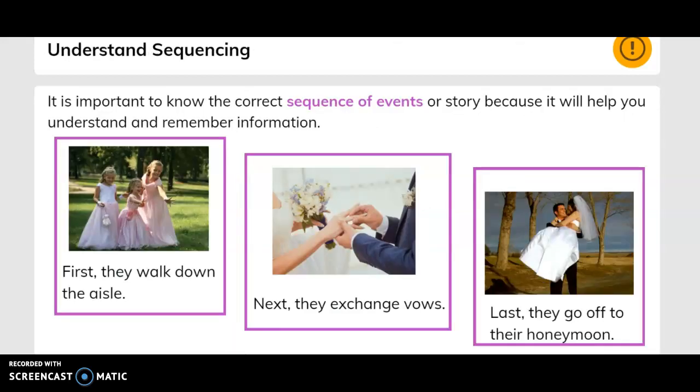It is important to know the correct sequence of events or stories because it will help you understand and remember information. First, they walk down the aisles. Next, they exchange vows. Lastly, they go off to their honeymoon.